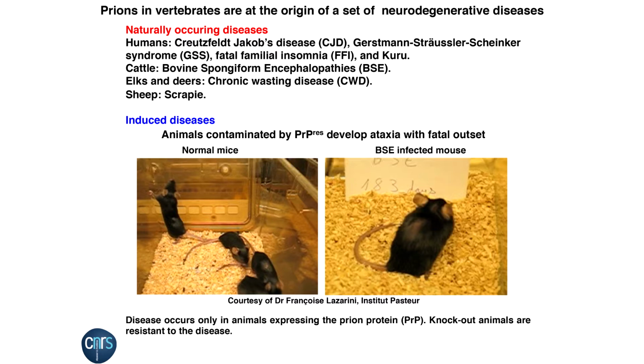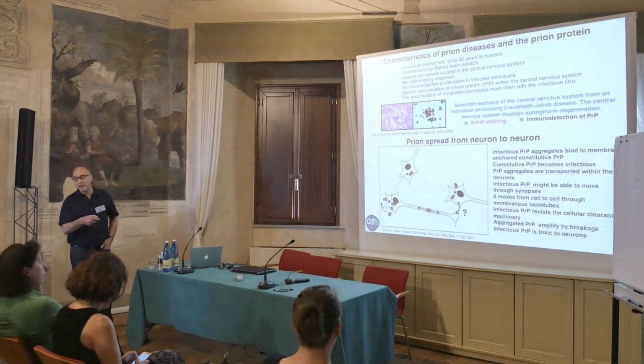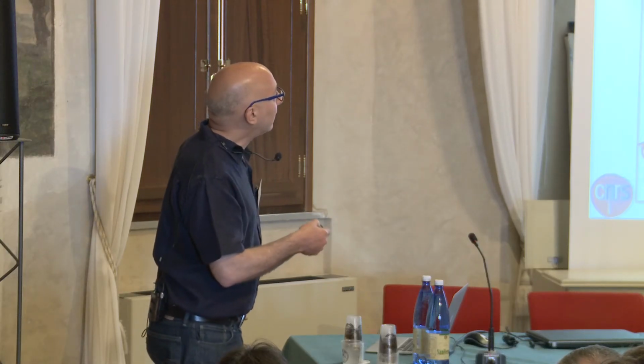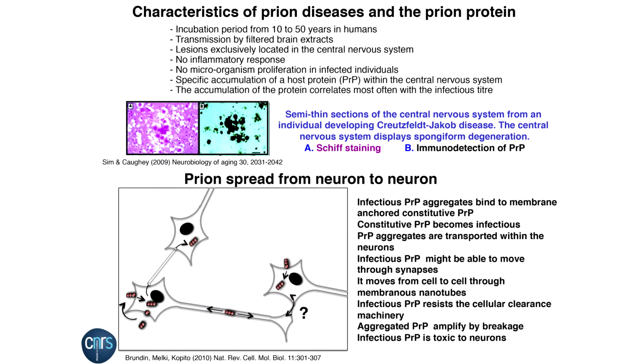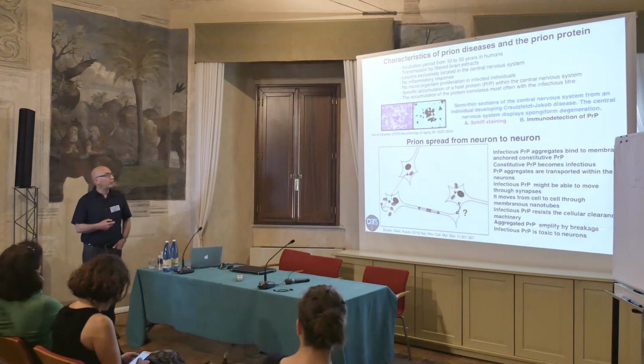The disease only occurs in animals expressing this protein, the prion protein, and knockout animals are sort of resistant to the disease. So here are some characteristics of these diseases which are common, and you are familiar with. The incubation time is very long. It's the case for the diseases we are interested in. They are transmissible. The lesions are in the central nervous system. There is no major inflammation, no microorganism proliferation. You have the accumulation of this protein, PrP, in the central nervous system, and the central nervous system looks spongiform. That's why they are called spongiform encephalopathies.